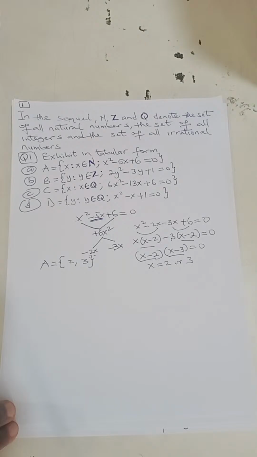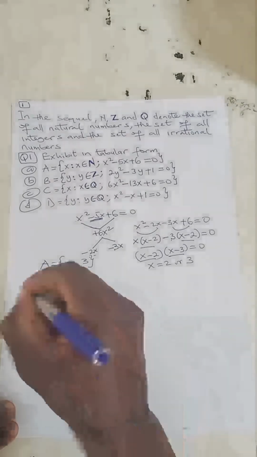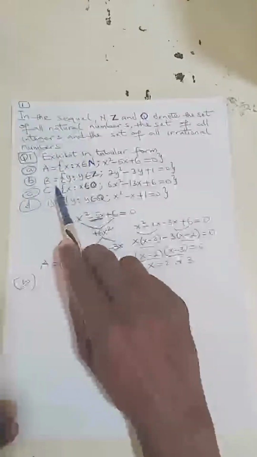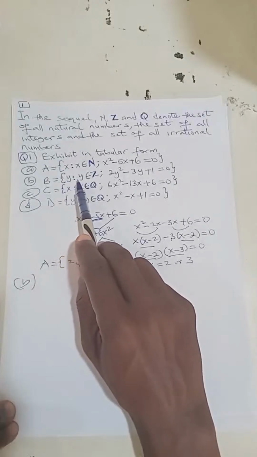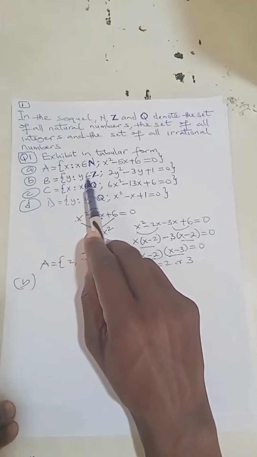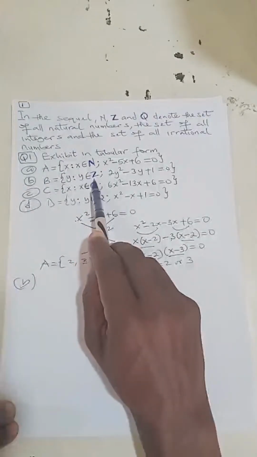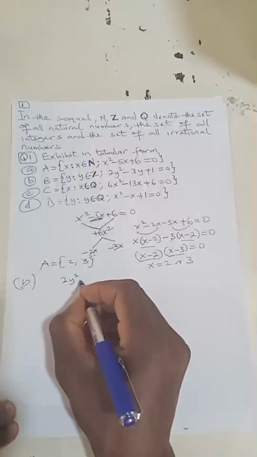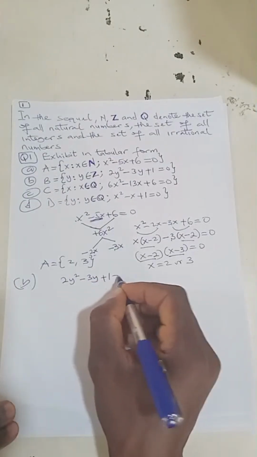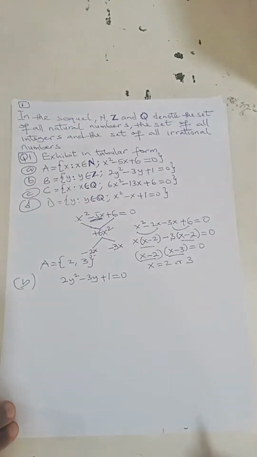As we all know, natural numbers are all numbers excluding 0. Then the B part: B equals the set of y such that y is a member of this Z, this symbol, and this symbol is the set of all integers. And we have the quadratic equation 2y squared minus 3y plus 1 equal to 0. So let's solve that.